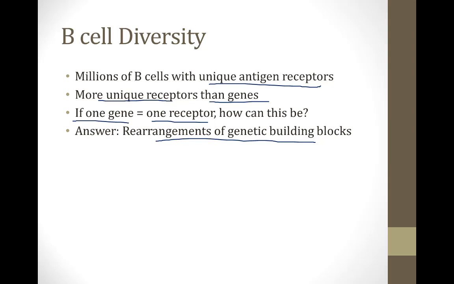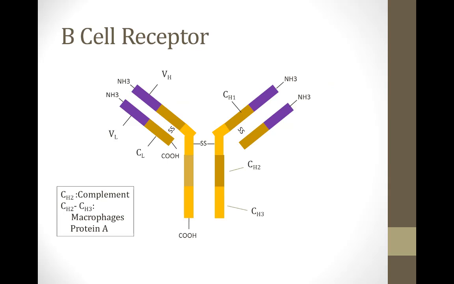So let's go back to our picture of the B cell receptor. This purple portion of the heavy chain is the variable portion. It's the portion that varies from one heavy chain to another, and it's encoded for by 3 genes. One's called a V gene, one is called a D gene, and one is called a J gene.